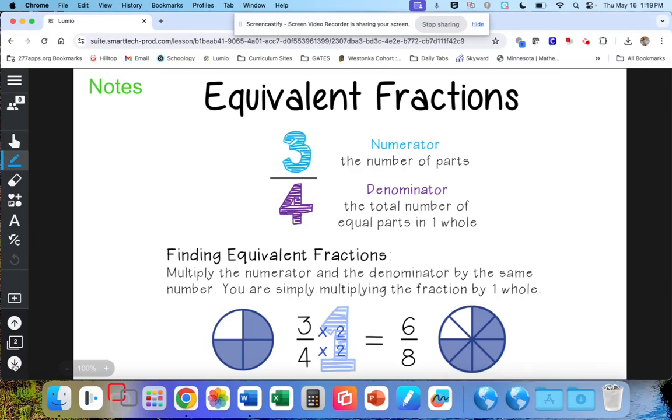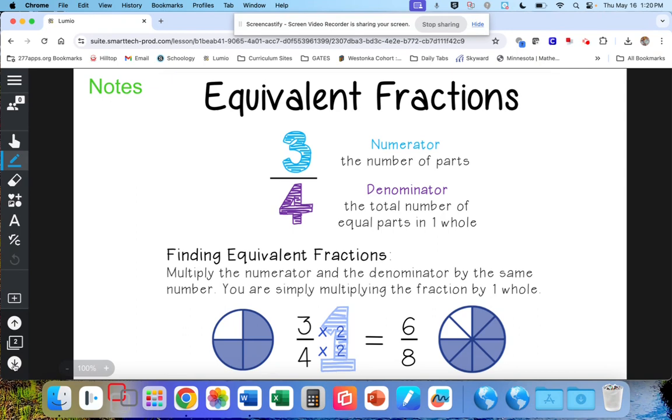All right, first we're going to review what a fraction is again. Remember, the top number is the numerator. The numerator means how many pieces of a whole that you have. The bottom number is the denominator. A denominator is how many pieces that whole object is broken into.